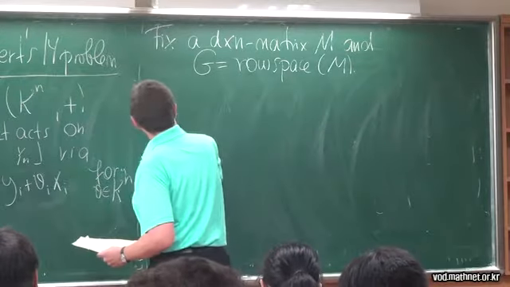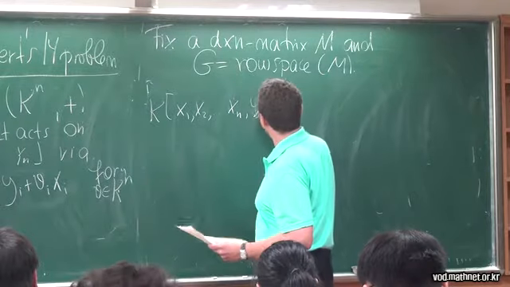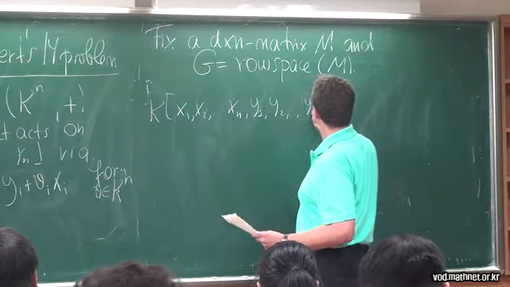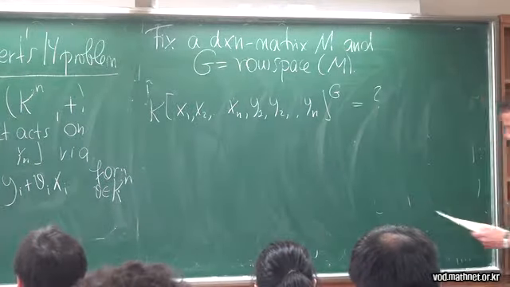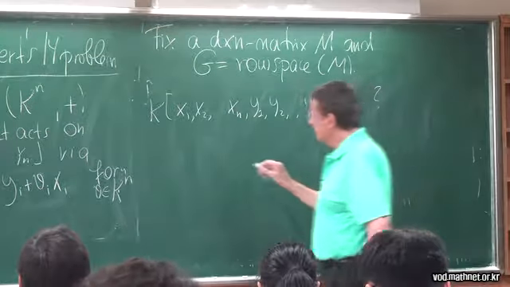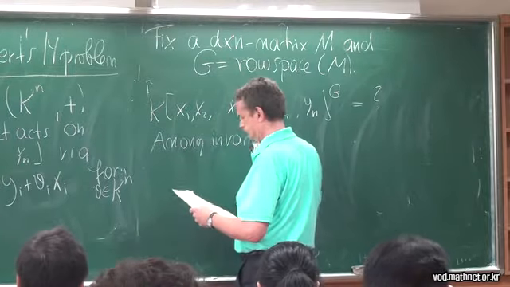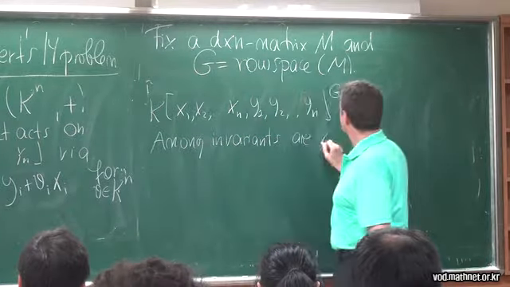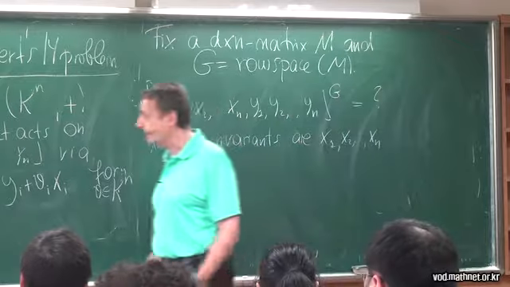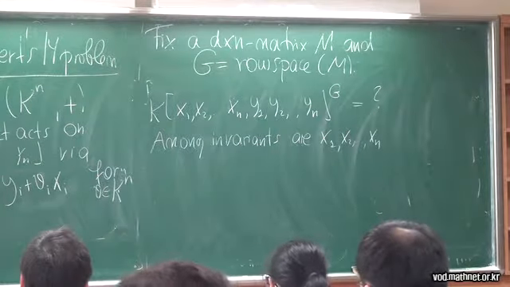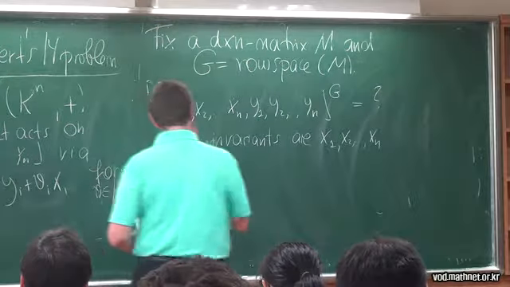Now what's the ring of invariants? I'm going to be interested in the ring of invariants. Well, let me tell you some invariants, just to get a feeling for this. Here are some linear invariants. I claim x1, x2 up to xn are invariant. That's pretty easy. Let me tell you some other invariants.